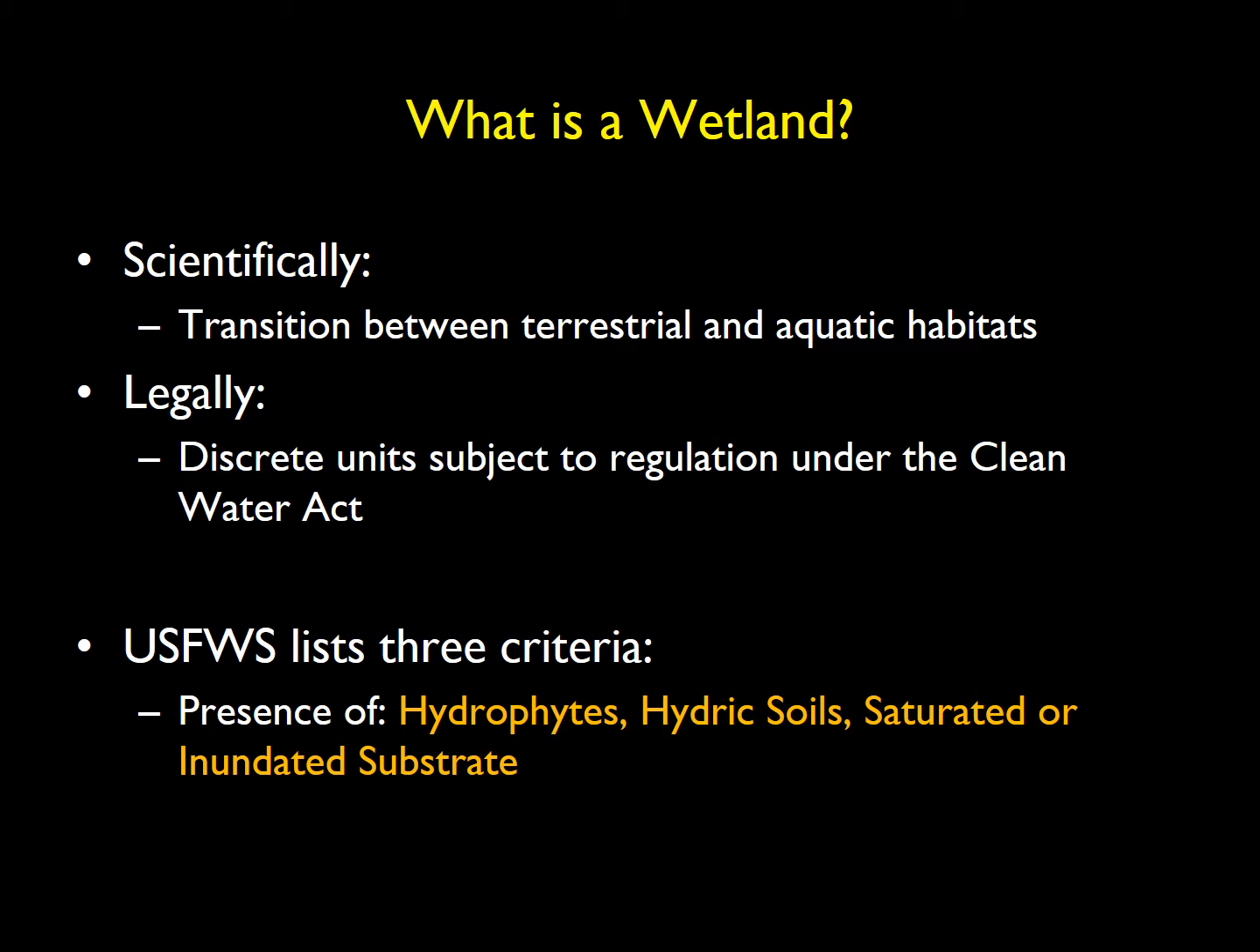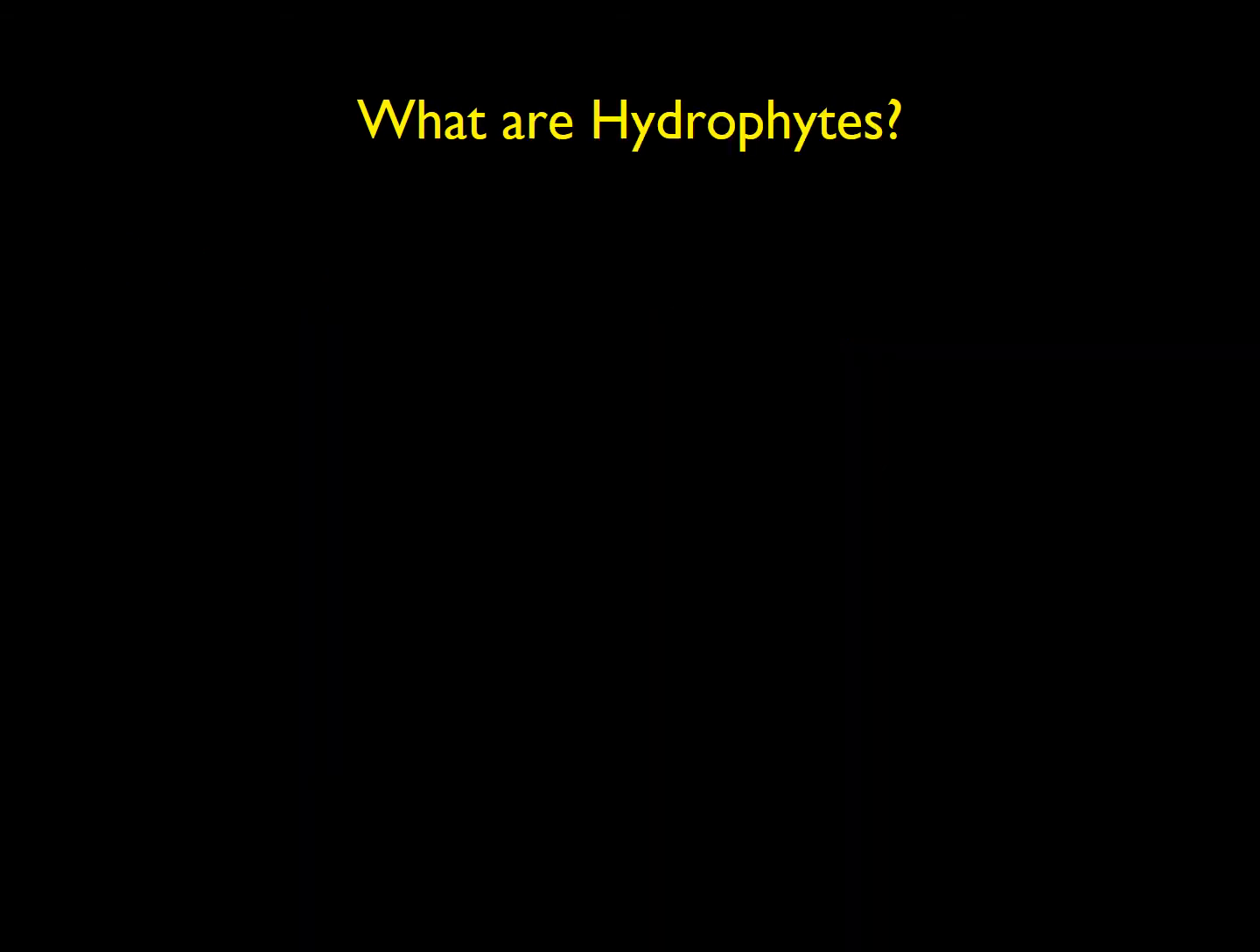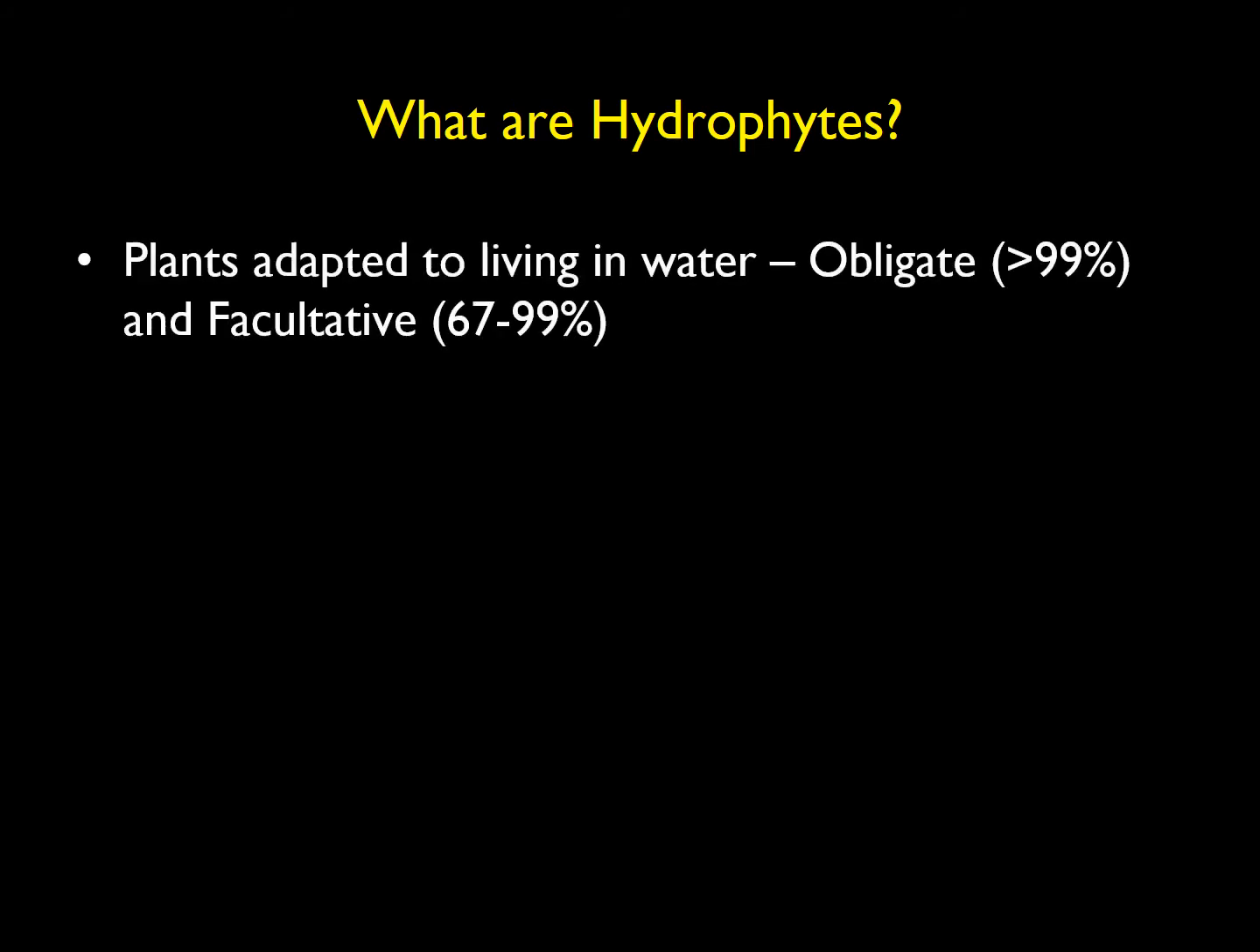So the U.S. Fish and Wildlife Service lists 3 criteria for something to be a wetland: the presence of hydrophytes, presence of hydric soil, and then a saturated or inundated substrate. So what are hydrophytes? We can break that word down into its roots: hydro referring to water, phyte referring to plants. So these are the water-loving plants. Any plants that are adapted to living in water we can call hydrophytes, but we can break those down into obligate and facultative hydrophytes.